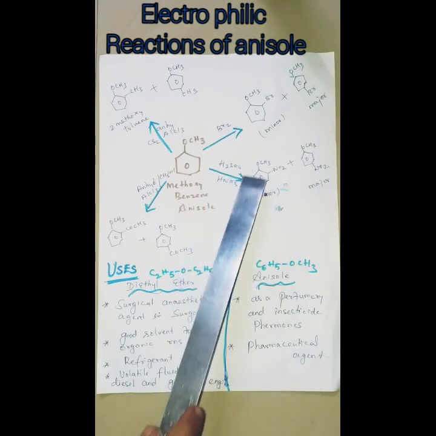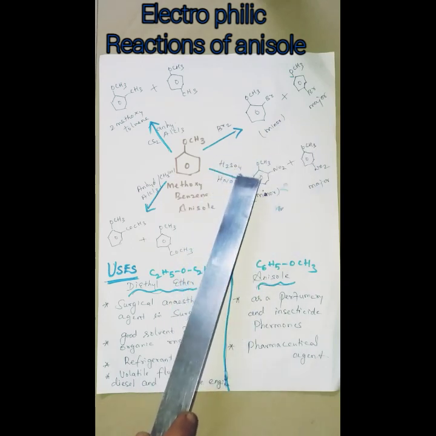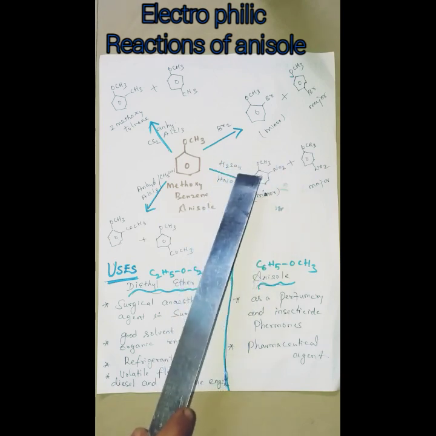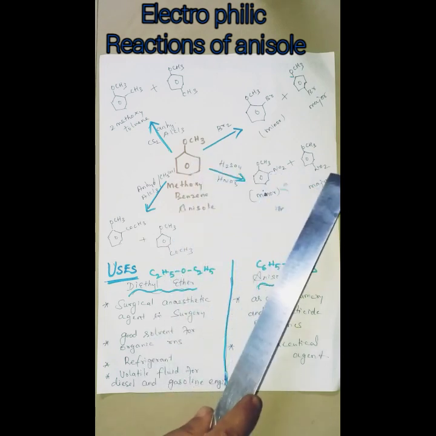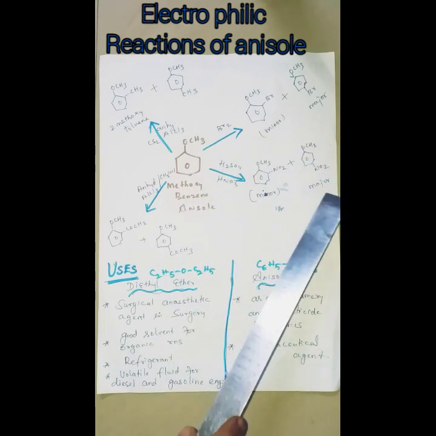Then similarly for the nitrating mixture, it's conc. H2SO4 and conc. HNO3. Here these two react and produce the NO2 group. This is called the nitronium ion. It attacks also at ortho as well as para, and the para position is the major product.